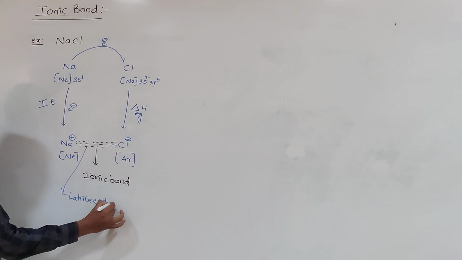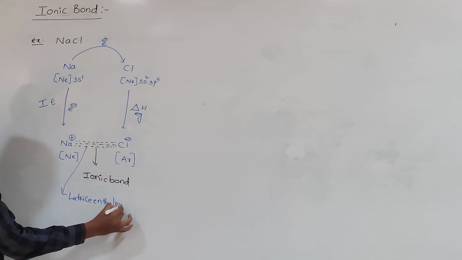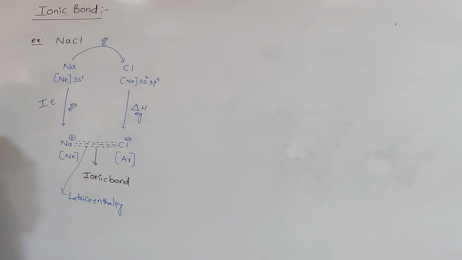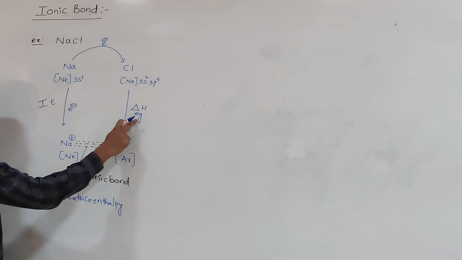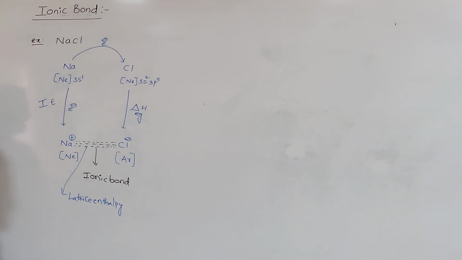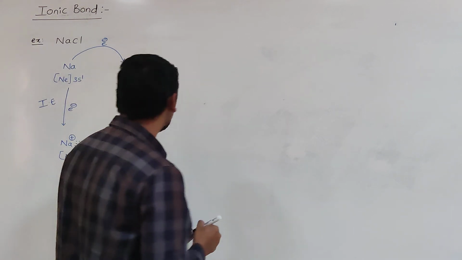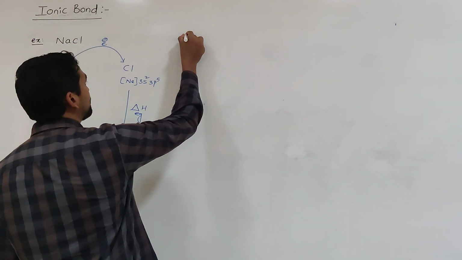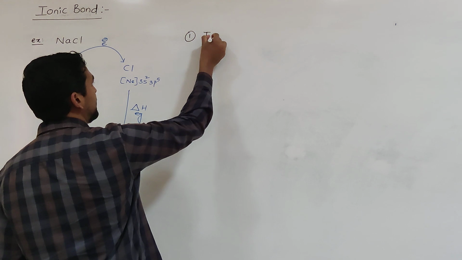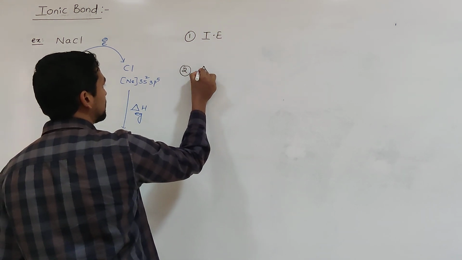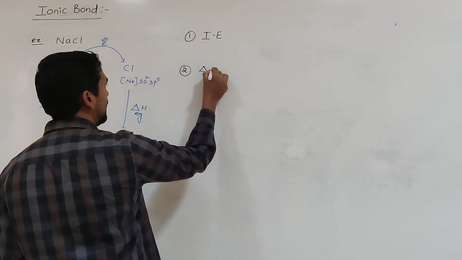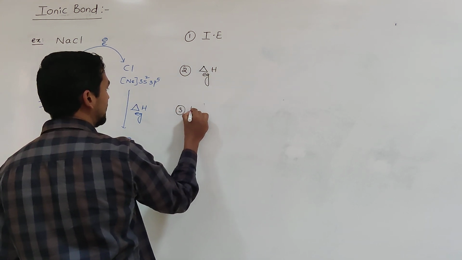Whether the formation of ionic bond takes place or not depends upon three factors: ionization enthalpy, electron gain enthalpy value, and lattice enthalpy. So these are the three factors which influence the formation of ionic bond. The first one is ionization enthalpy, the second one is electron gain enthalpy, and the third one is lattice enthalpy.